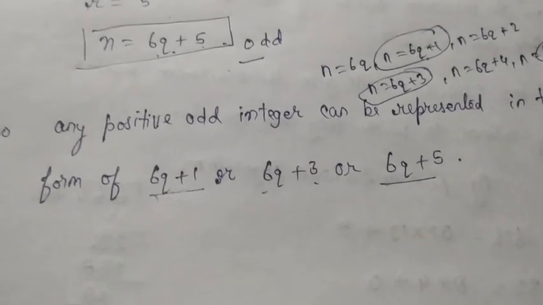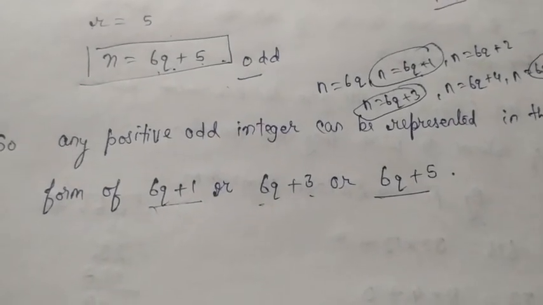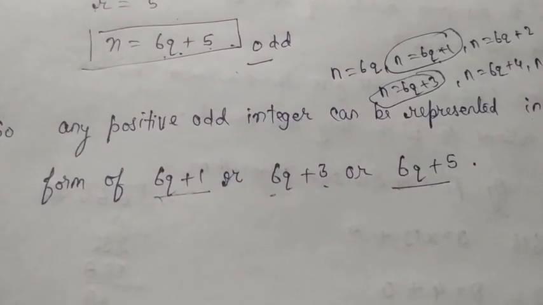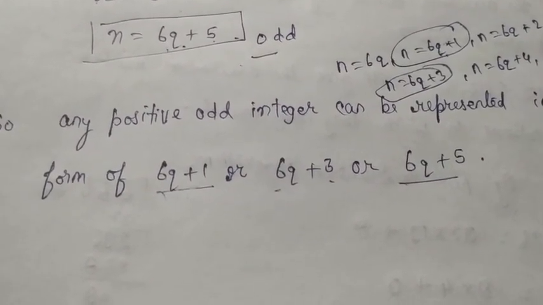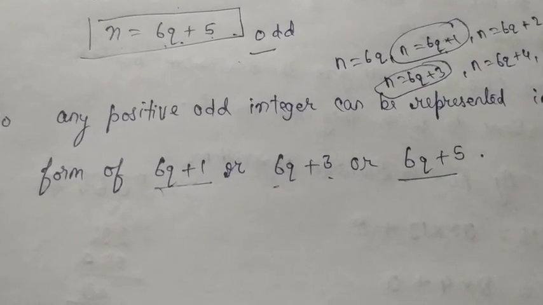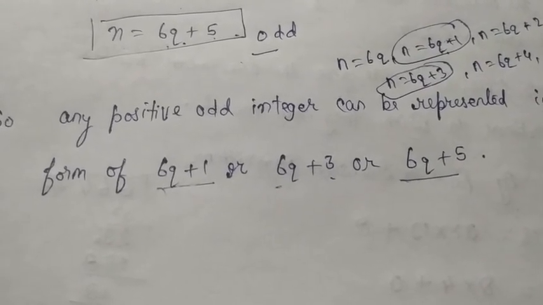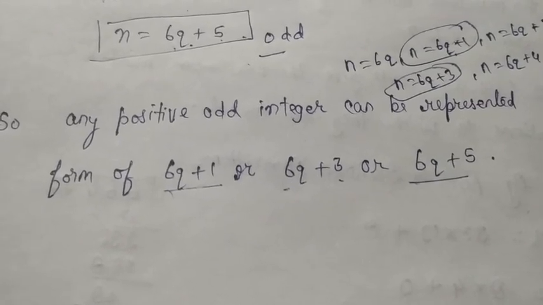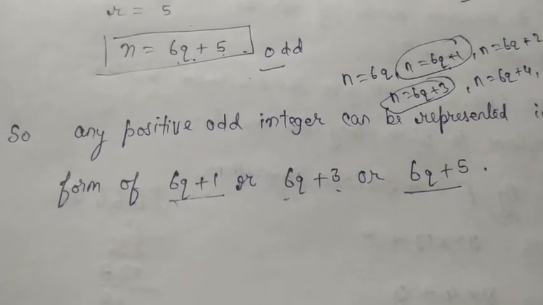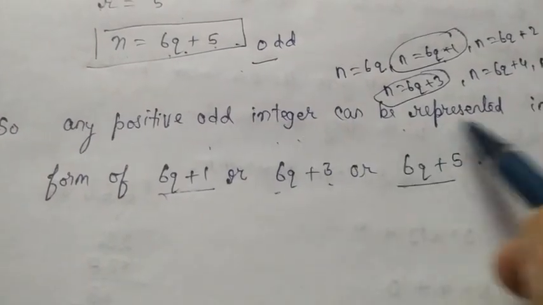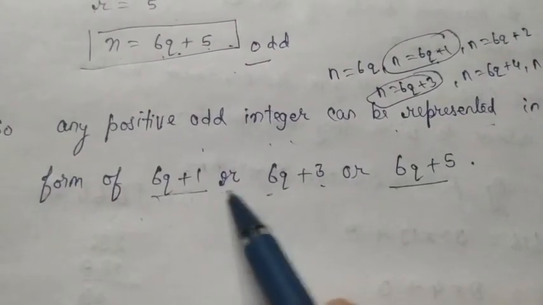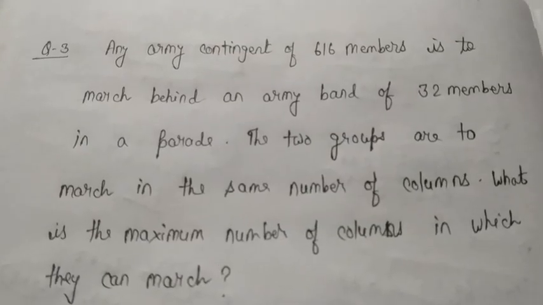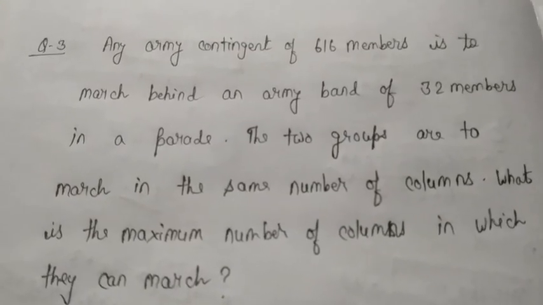It is the same as the previous question, students. You just have to follow the Euclid division algorithm. After the Euclid division algorithm, find the value of r. Whatever value of r you get, put it in the equation, and one by one you will get even, odd like this. So this shows that any positive integer can be represented in the form of 6q plus 1, 6q plus 3, 6q plus 5. So I hope you have understood the previous question.